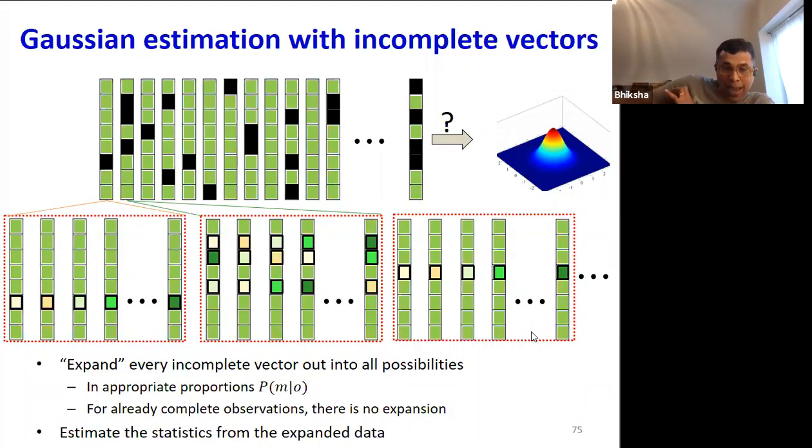And so now I've expanded my data into a very, very large set where every data vector is now complete. But when I've completed them, the values I've filled in are in proportion to the statistical expectation of how frequent that value happens given what you have observed. So everybody with me so far? Raise your hands.